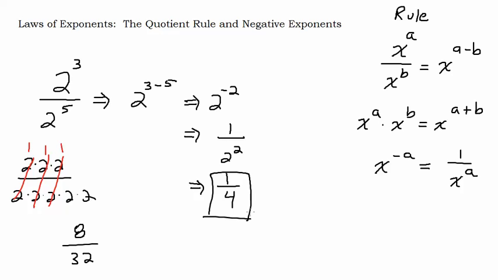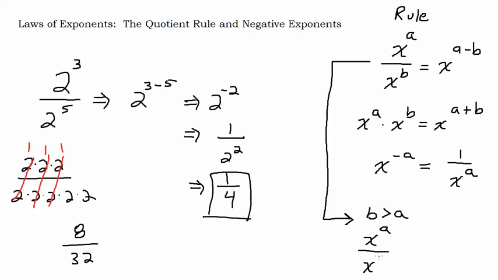Another thing that you can do with this quotient rule, let me make a modification of the quotient rule. I could also do, let's say B is bigger than A, and I have x to the A over x to the B. In this case, this exponent B is larger than this exponent A. Then instead of doing A minus B, I could do 1 over x to the B minus A.